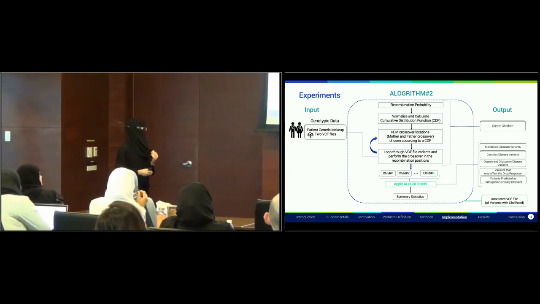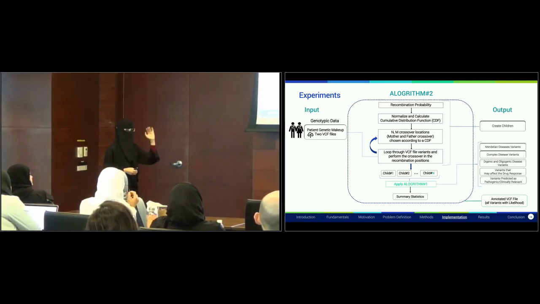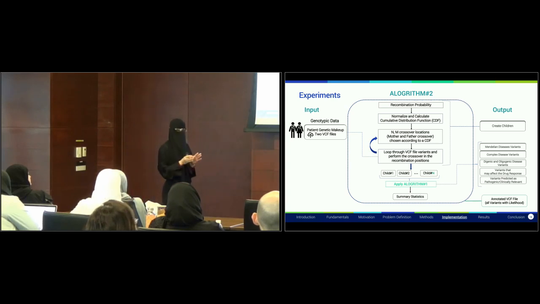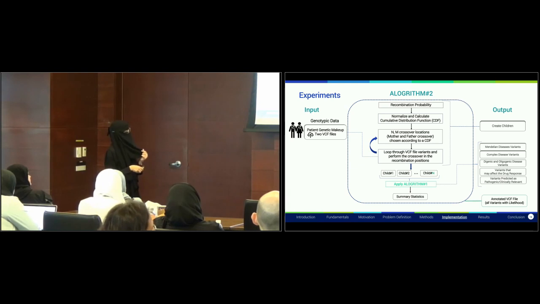So we loop through, for example, chromosome 1 for the female, through all these positions, and we see whether one of these positions matches the crossover locations that we found or not. If yes, then we perform a crossover and generate children. We loop through the whole VCF file until the end. After the end of this process, we create a child, and we repeat this process until we have n children. Here I actually tested 100 children. So the output of this block is a population of children.